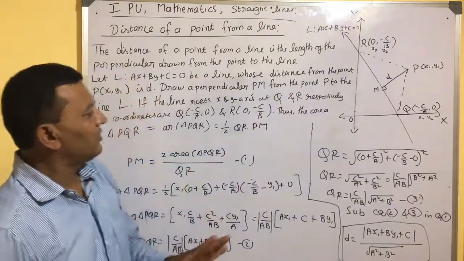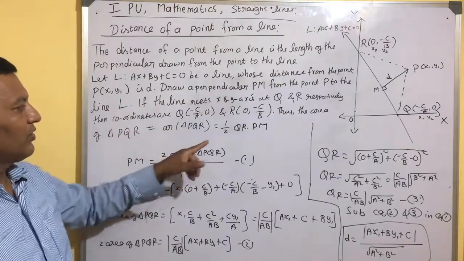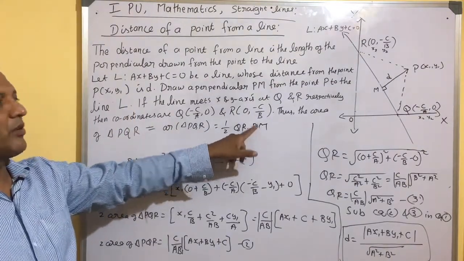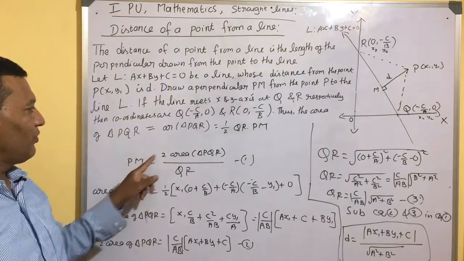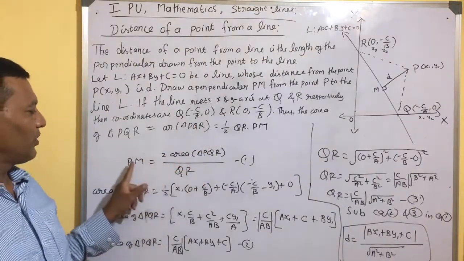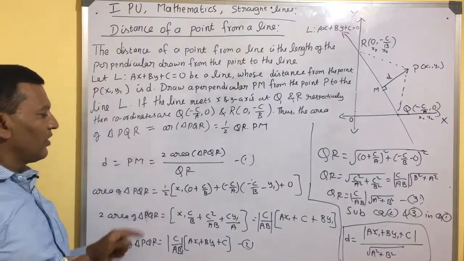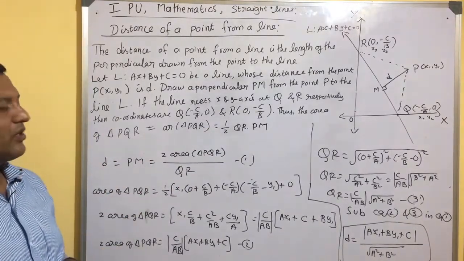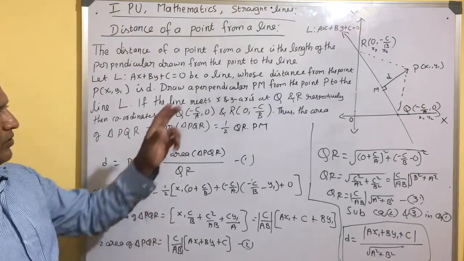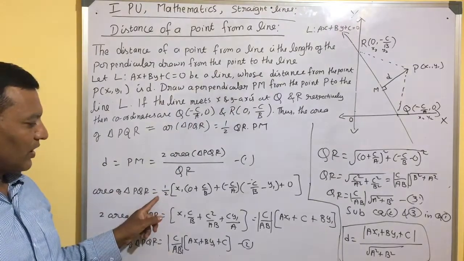Now using this concept, we find area of the triangle PQR, that is equal to half into QR into PM, that is base into height. Now when you cross multiply this, 2 times area of PQR divided by QR will be equal to PM, which is nothing but d. Okay. Now we find area of the triangle PQR using Heron's formula. So we consider Q and R as x2, y2 and x3, y3. So I will get this one.